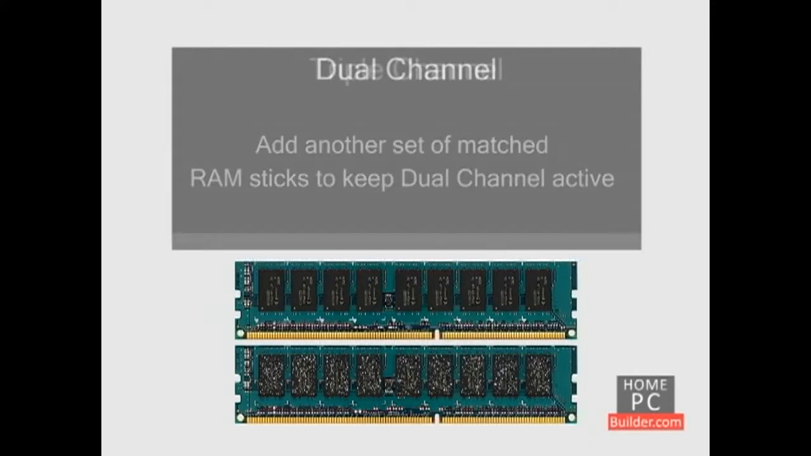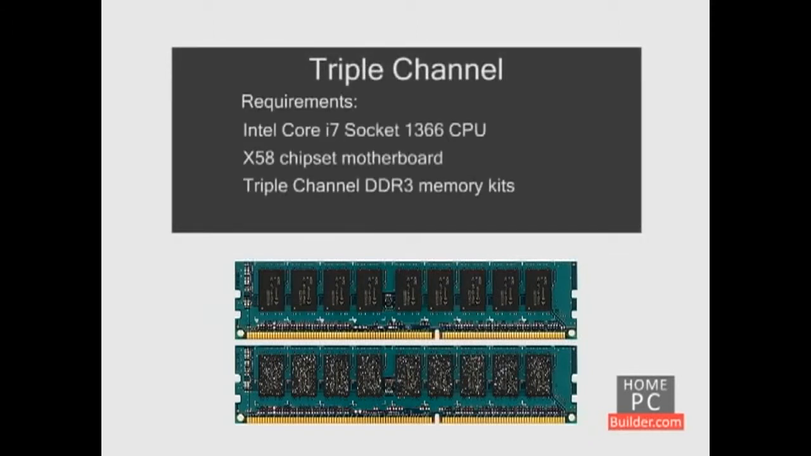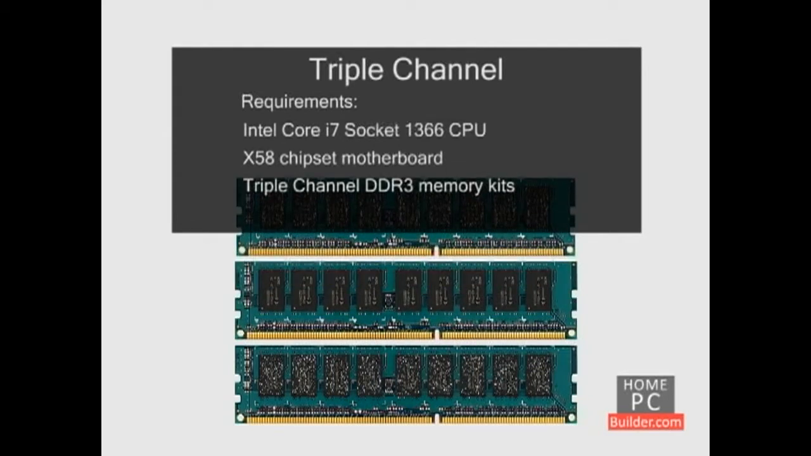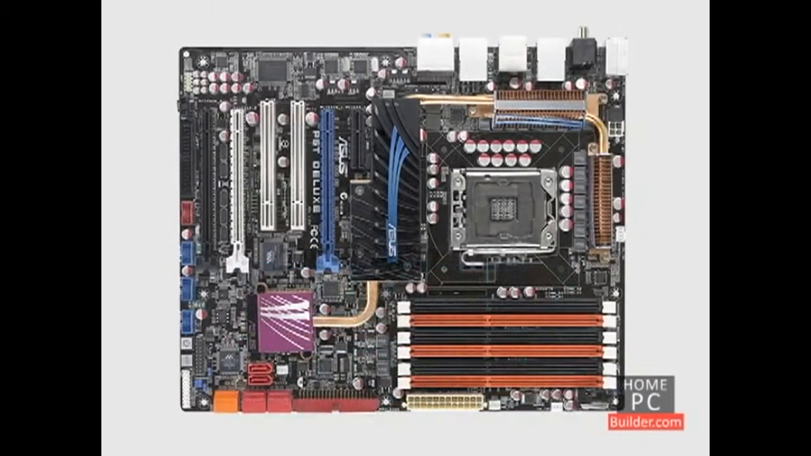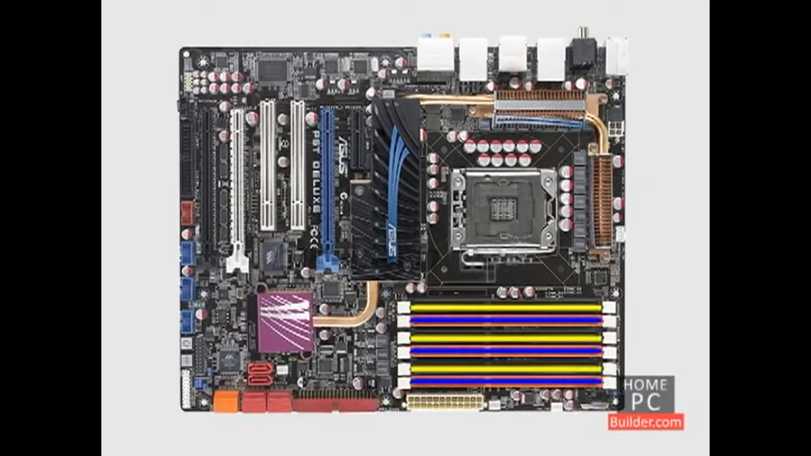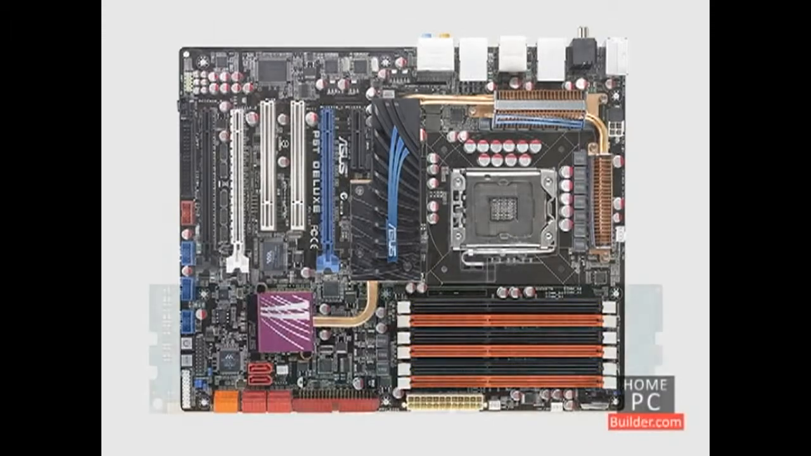keep dual-channel active. Intel Socket 1366 Core i7 CPUs and motherboards with Socket 1366 can use the new triple-channel DDR3 memory kits. These motherboards have 6 RAM slots, so you can install 3 RAM sticks and still have 3 more memory slots available to add memory in the future and keep triple-channel enabled.